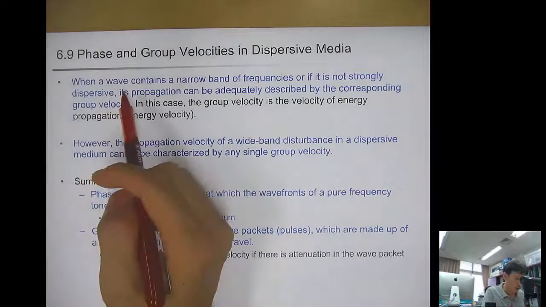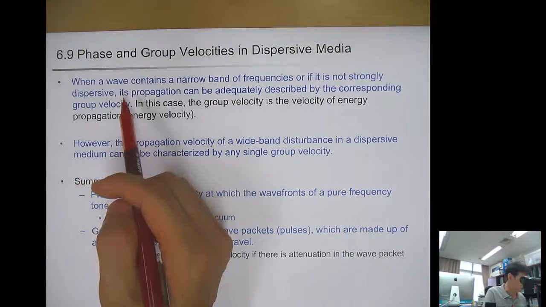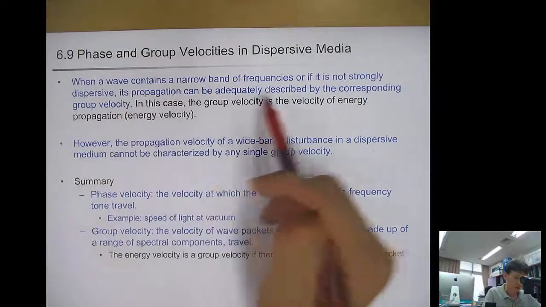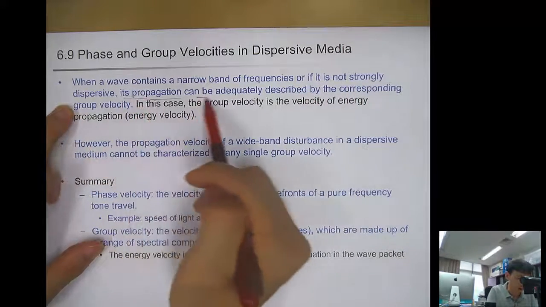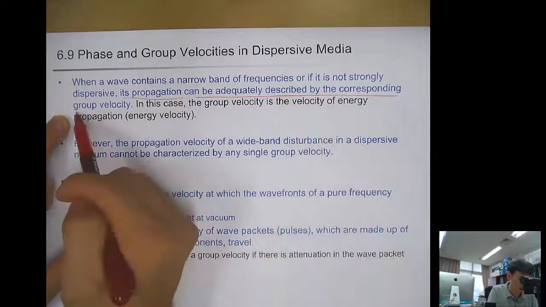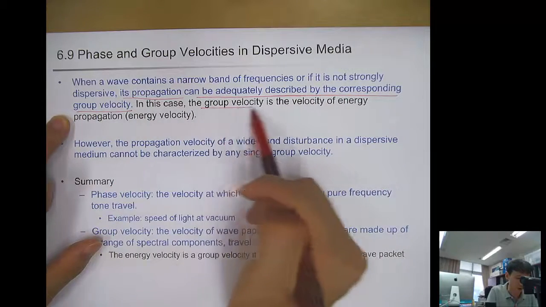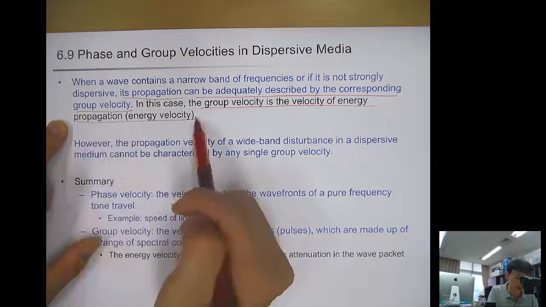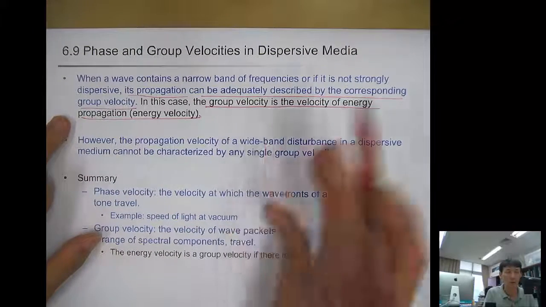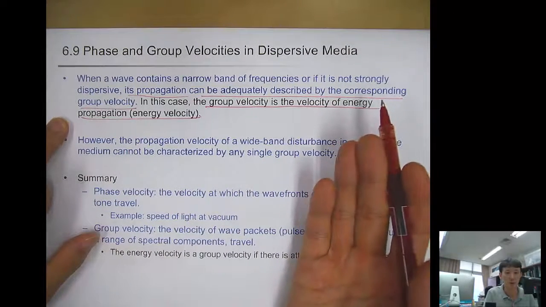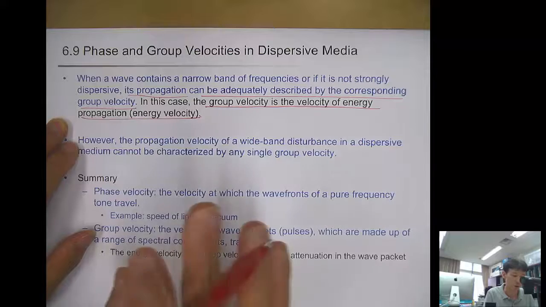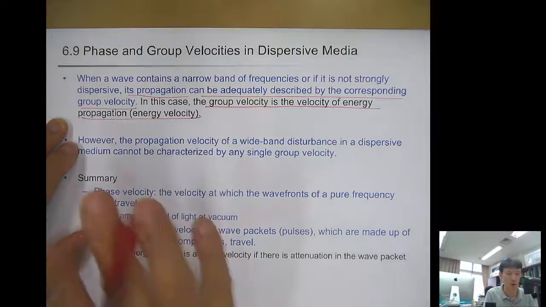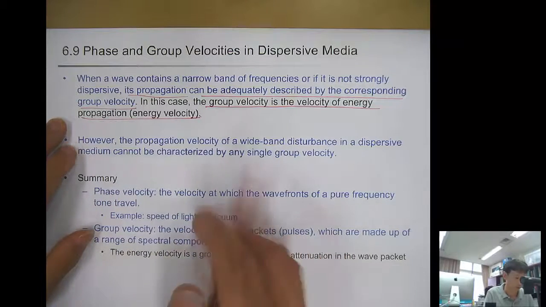So when a wave contains a narrow band of frequency, or if it is not strongly dispersive, its propagation can be adequately described by the corresponding group velocity. In this case, group velocity is the velocity of the energy propagation. So when we measure the wave velocity using bender elements and we are picking up the first arrival, that's group velocity. And it assumes that the wave velocity doesn't change that much with the frequency.